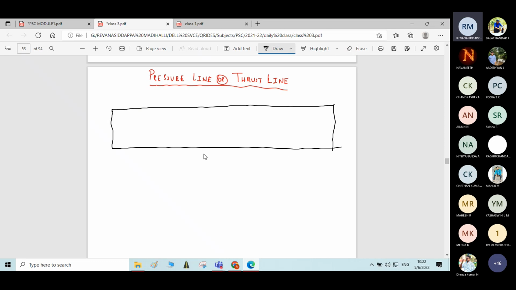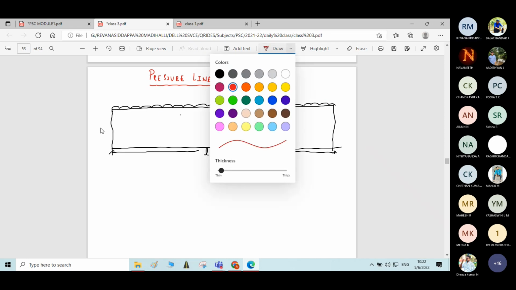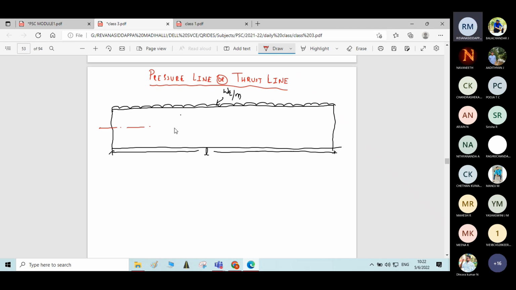Having the length L. Let us take the live load on the beam as a UDL of intensity Wq per meter length acting on the beam. Let me draw the centroidal axis for the beam. This is the centroidal axis, the central axis of the beam.